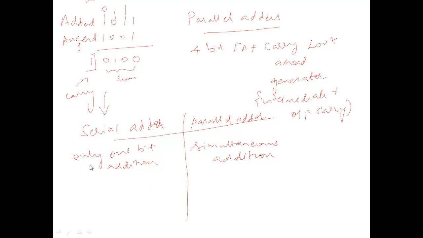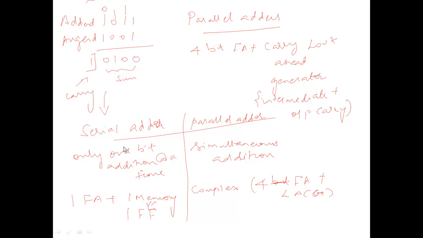Okay, so here only one bit addition at a time, whereas here simultaneous addition at a time. This is the first difference. And the second difference is complexity. This one is a very complex circuit, because to perform 4-bit addition you need 4 full adders plus look ahead carry generator, LACG. These two are very important to perform the 4-bit addition, whereas in serial adder you need only one full adder plus one memory. What is the memory for? For storing the carry value, that is, it can be one single flip-flop. Okay, so this is enough.